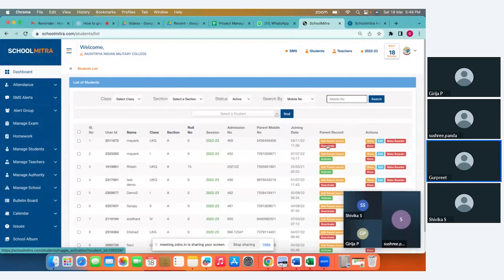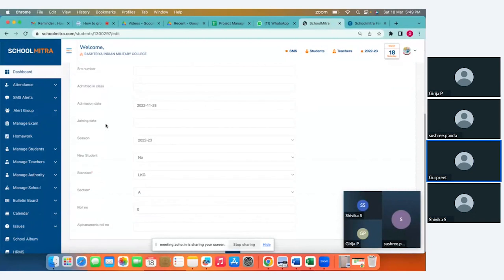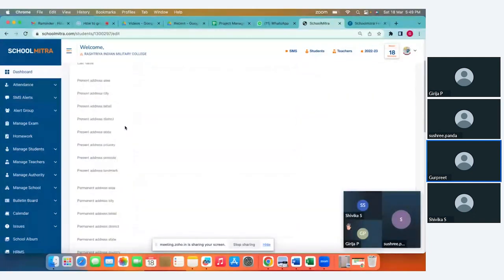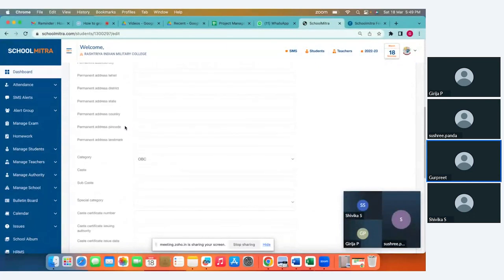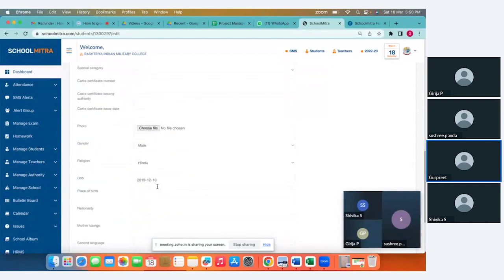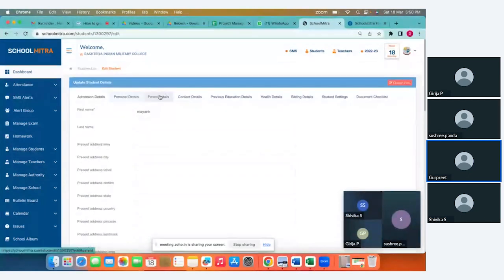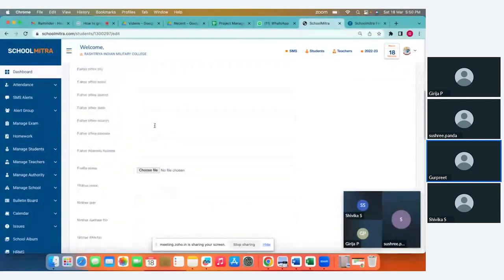So detailed information of a particular child can be captured in the School Mitra platform. I'll just go and edit, and you would see a range of information that can be captured, and all the historical data can also be imported, giving a 360 degree overview of a child to the school whenever they want. So the complete admission detail of a child, his personal details, that includes the first name, last name, the current address and the permanent address, category, subcategory, caste, any special category, caste category numbers, nationality, mother tongue, Aadhaar number, even the BPL card, BPL certificate. All the personal details of a child are captured over here. The details of a parent, the father's details, mother's details, their occupation, their address, everything is captured over here.